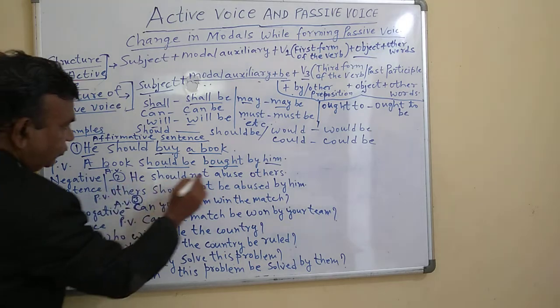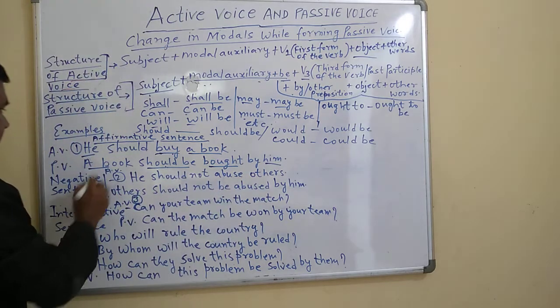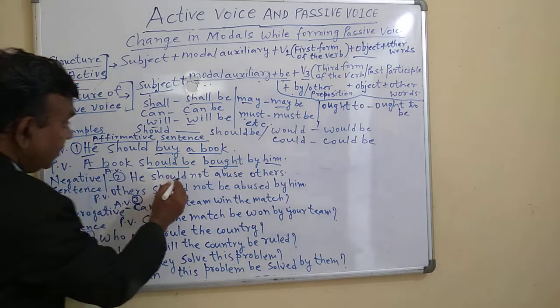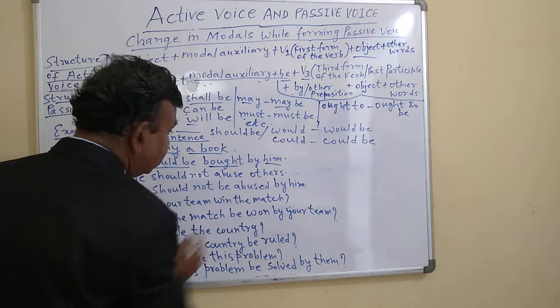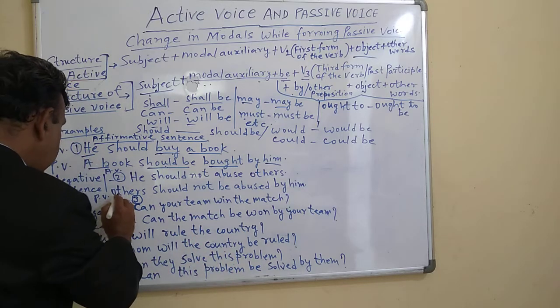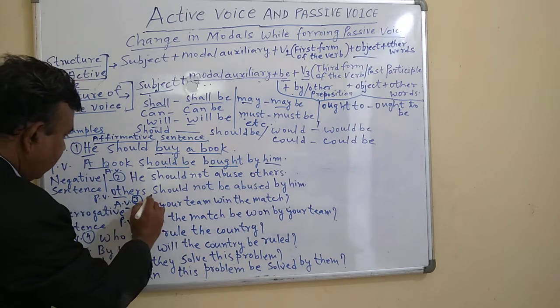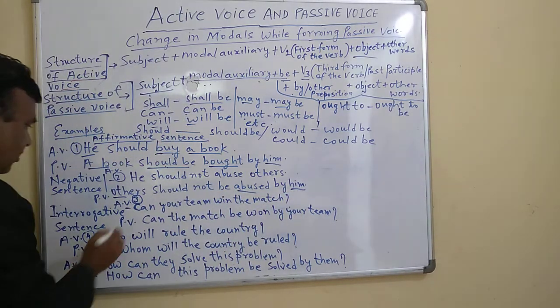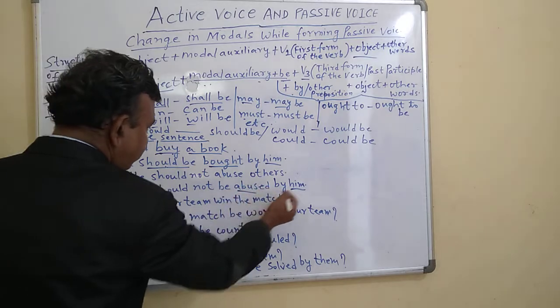Now you see, he should not abuse others. We have seen the affirmative sentence, now you see the negative sentence. He should not abuse others. So others, in passive voice: others should not be abused by him.